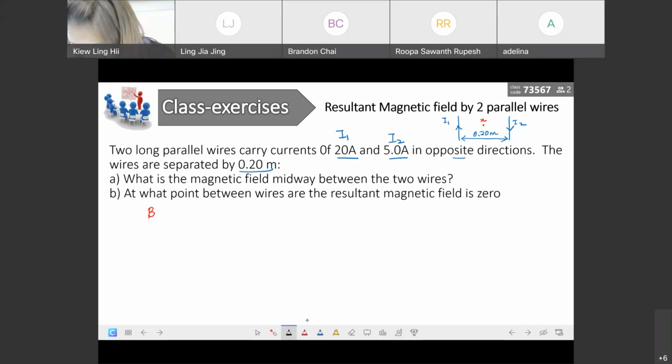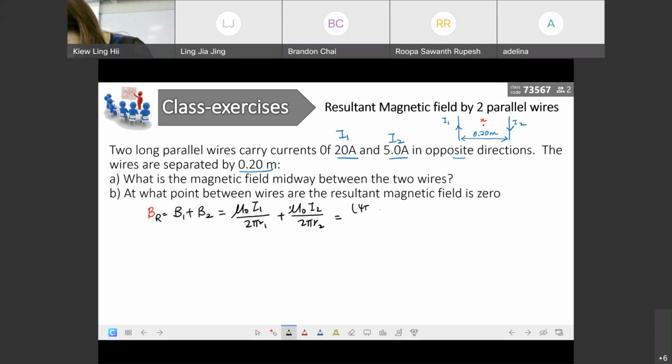So the resultant B equals mu naught I1 over 2 pi R1. This is a straight wire, so we use the formula for a straight wire. I1 is 20. The distance between your wire and the midpoint: both wires are separated by 0.2, so the midpoint is 0.1.